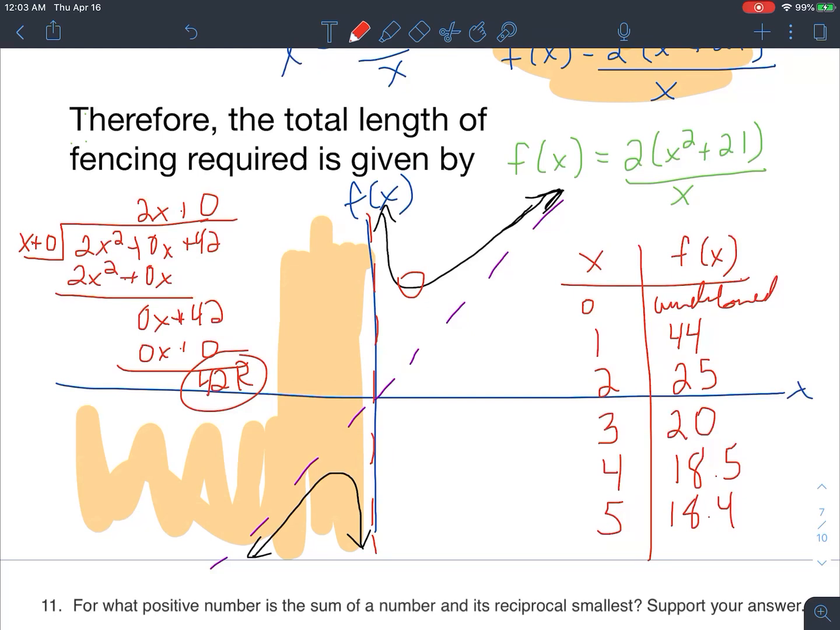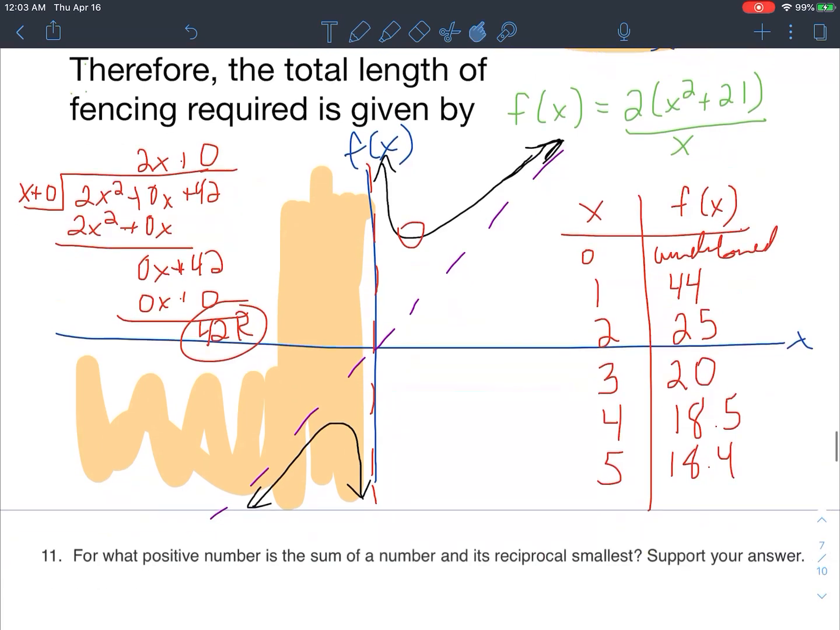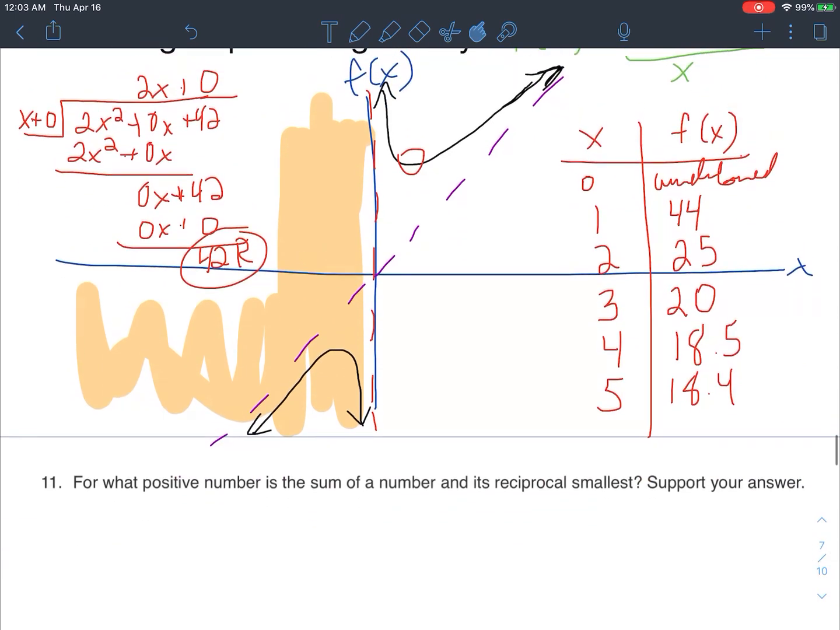Let's throw a 6 in here. So you got 36 plus 21 is equal to 57 times 2 divided by 6 equals 19. Oh, it's getting bigger again. Alright, so I know it is somewhere in this region. Okay, it wants me to do it to the nearest tenth.